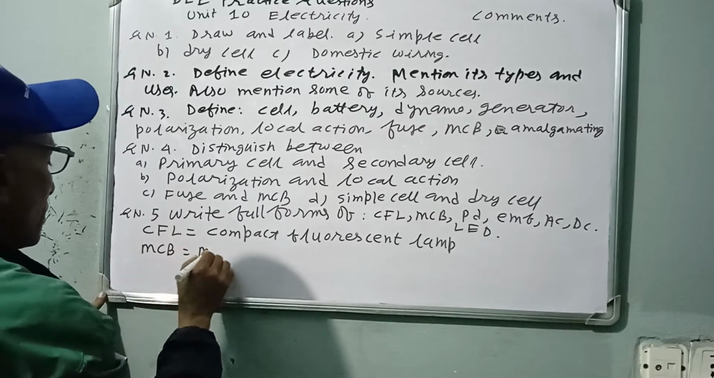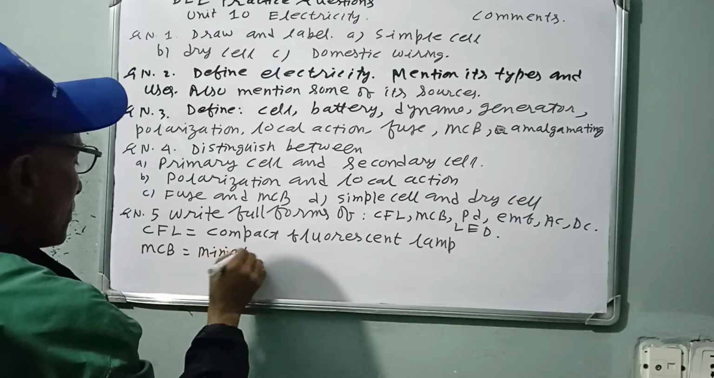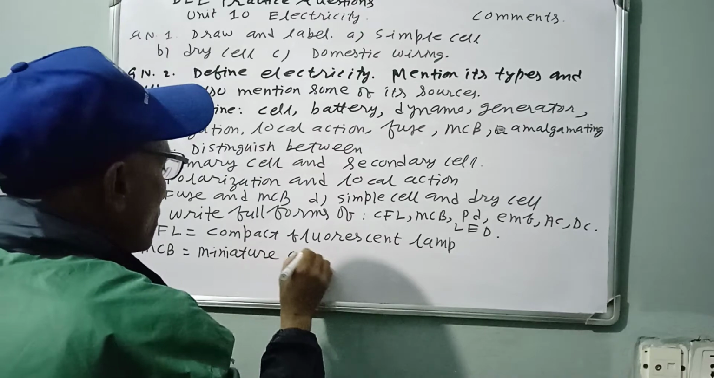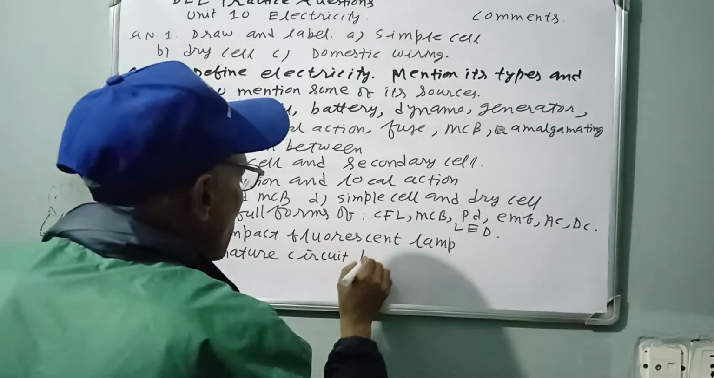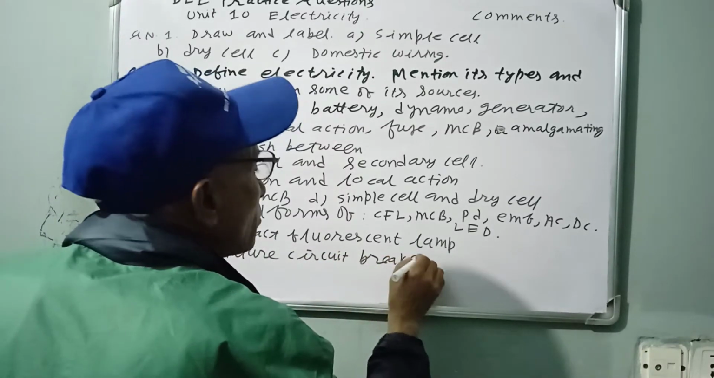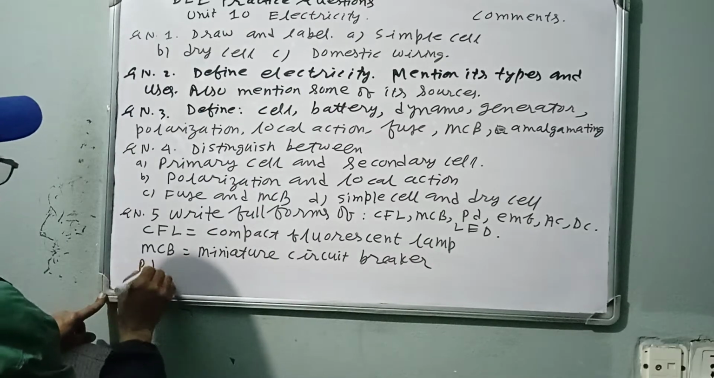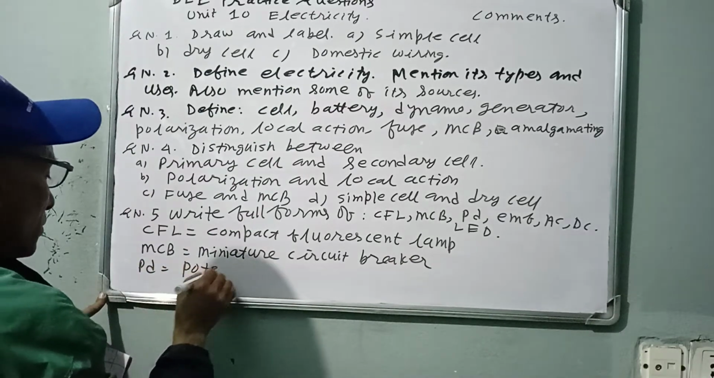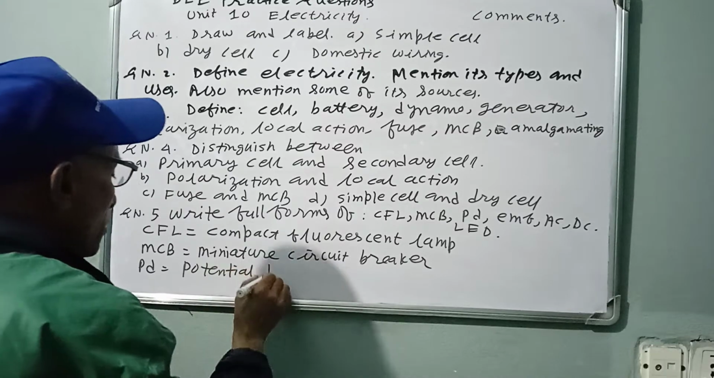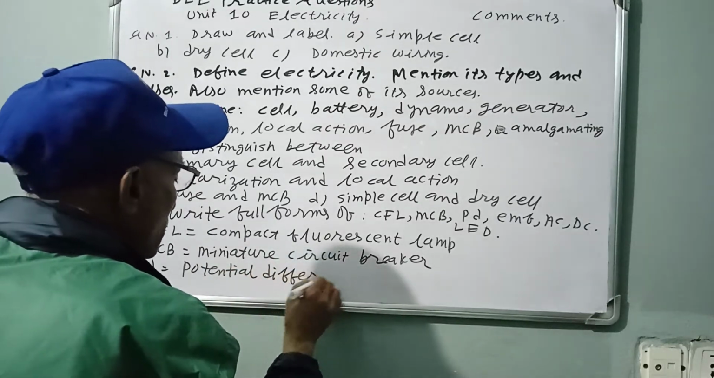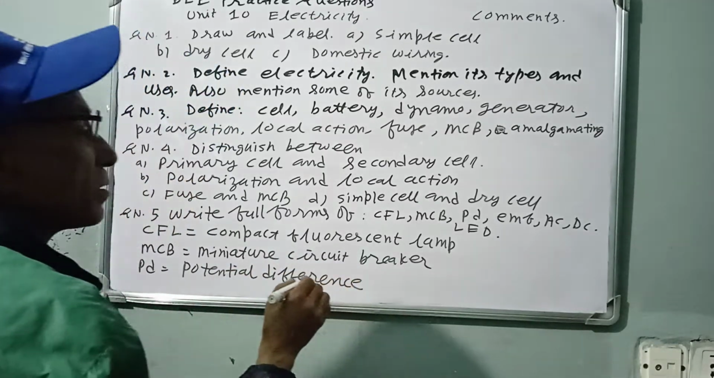MCB: miniature circuit breaker. PD: potential difference.